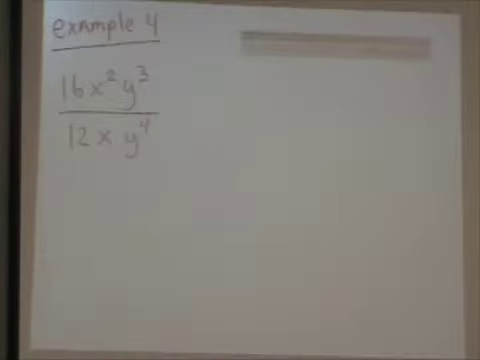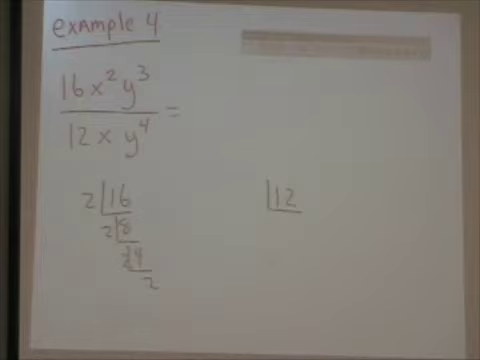This example gives us 16x squared y cubed divided by 12x y to the 4th power. The first thing we have to do is find the prime factorization of 16 and the prime factorization of 12. 16 is 2 times 8. 8 is 2 times 4. And 4 is 2 times 2.